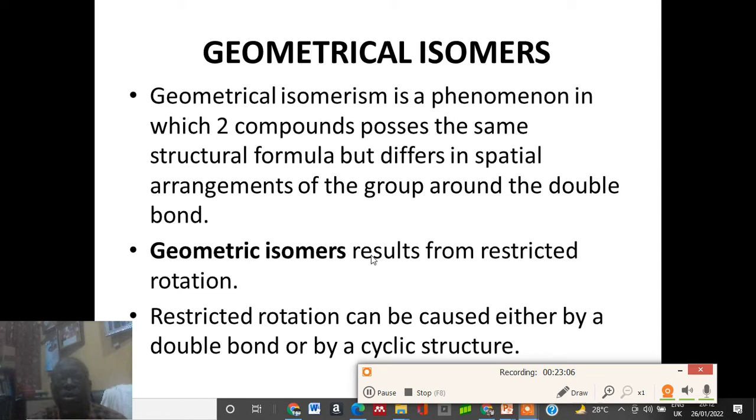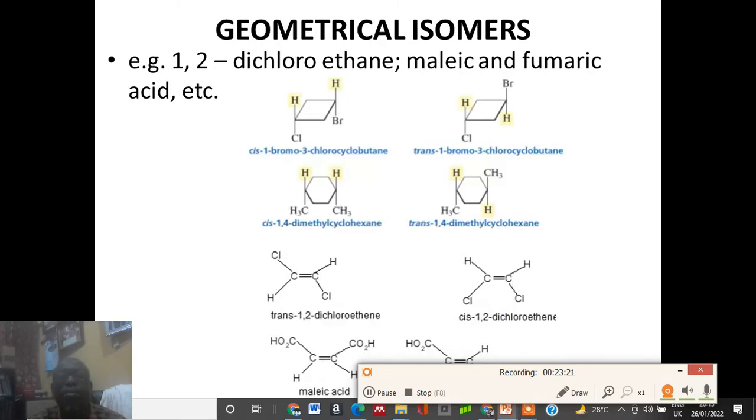Geometrical isomers result from restricted rotation about a carbon-carbon double bond. Restricted rotation can be caused either by a double bond or by a cyclic structure. For example, 1,2-dichloroethene, maleic and fumaric acid, and so on and so forth. Here we have 1-bromo-3-chlorocyclobutane. This is a cyclic compound.